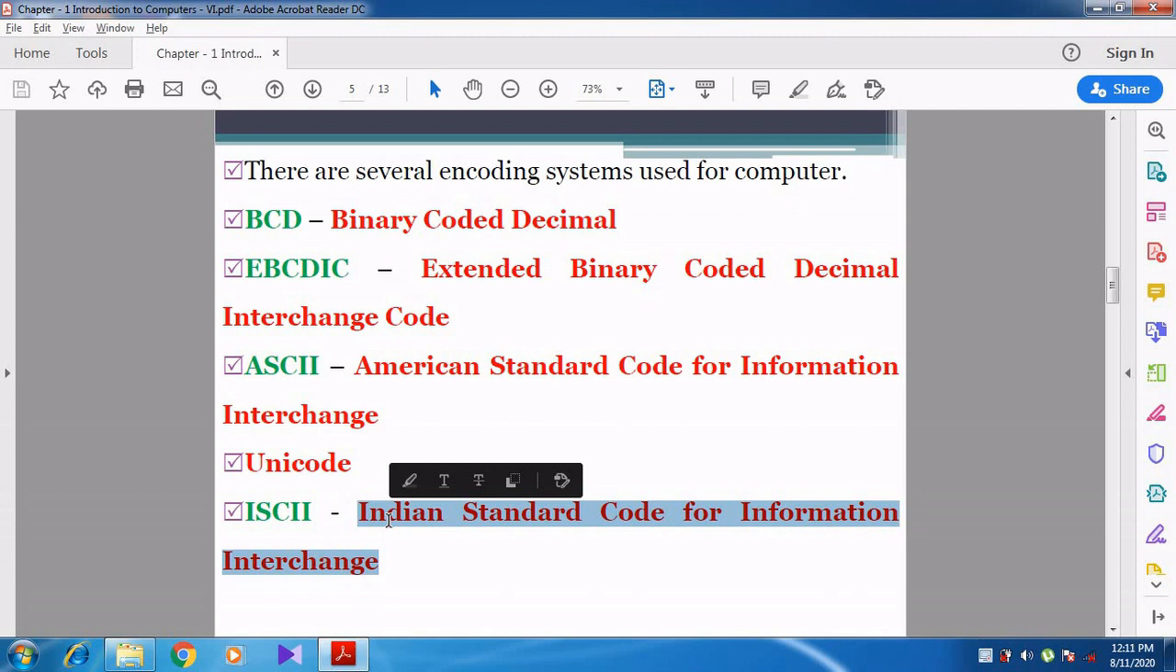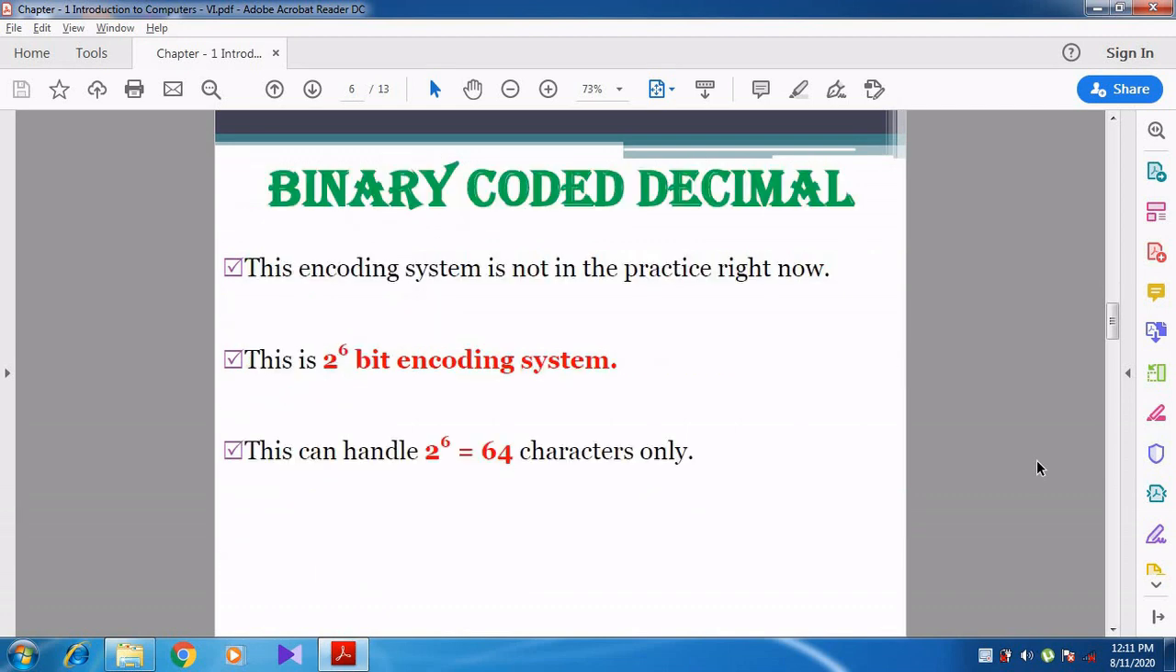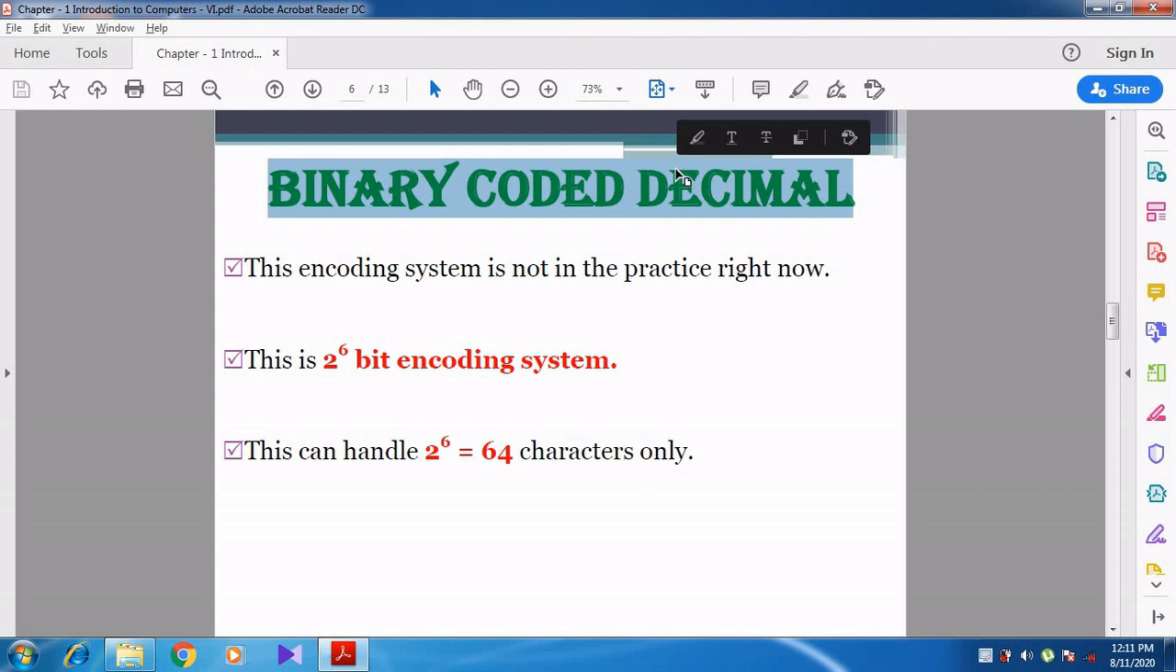The encoding systems can be asked in a 3 mark or a 2 mark question, or sometimes they will ask you in a 5 mark question also, where you have to write all together. So what are the different types of encoding systems? BCD, EBCDIC, ASCII, Unicode and then ISCII. Right, let us see the explanation one by one. First of all we are going to discuss binary coded decimal.